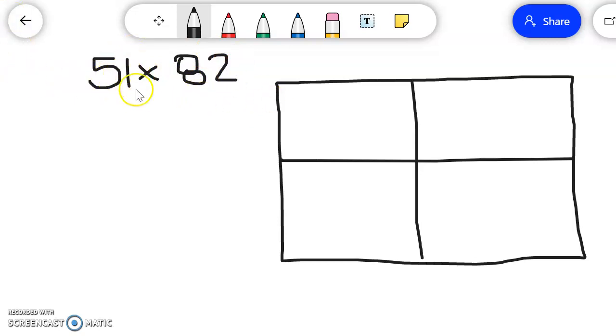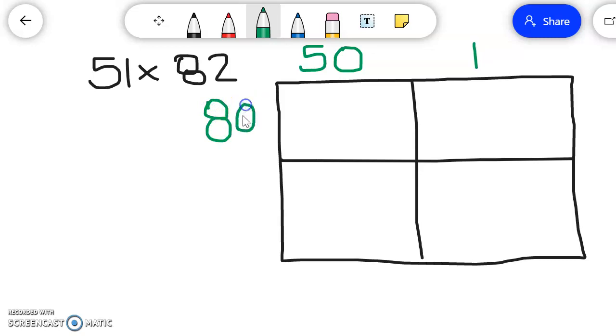So my first number is 51. There's 5 tens, so there's 50 over top of my first box. And then there's 1 over top of my second box for the ones place. So 50 plus 1 equals 51. Then with 82, there's 80 in the tens. So the 80 goes to the left of the first row. And then there's 2 in the ones, and that 2 goes to the left of the second row.